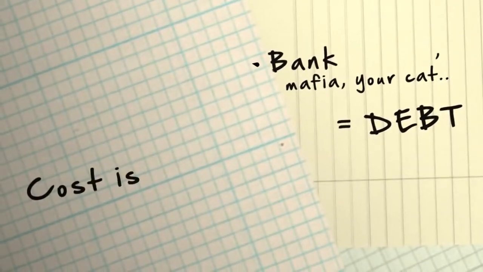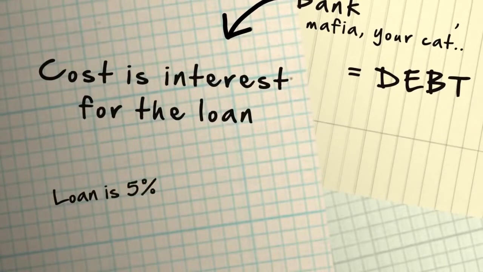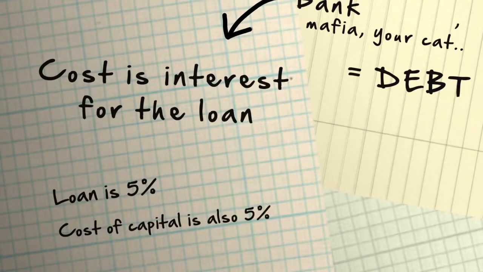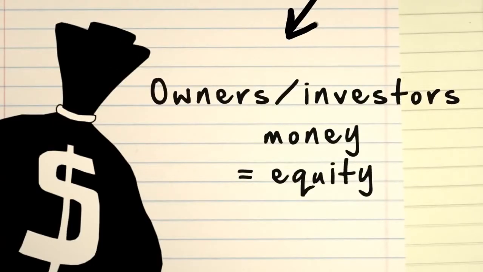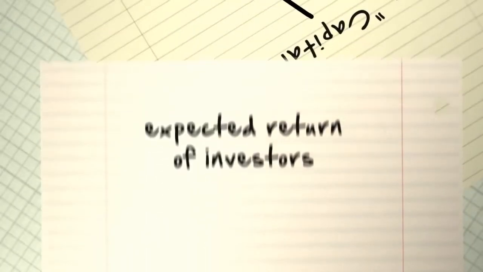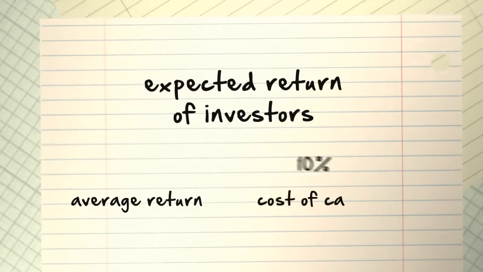If your capital is borrowed from the bank, does this have a cost? Yes, it's the interest on your loan. So if the interest rate is 5%, then your cost of capital is also 5%. But if your capital comes from investors instead of a bank loan, does this have a cost? Yes, it's the expected return of your investors. If investors are expecting a 10% average return by investing with you, then your cost of capital is 10%.